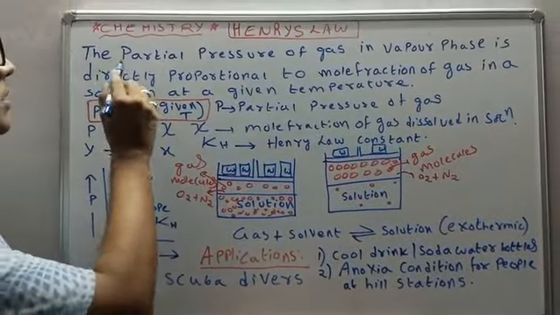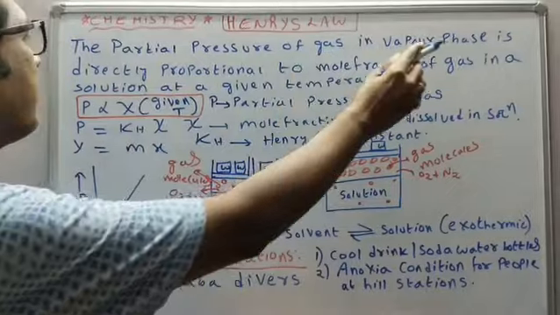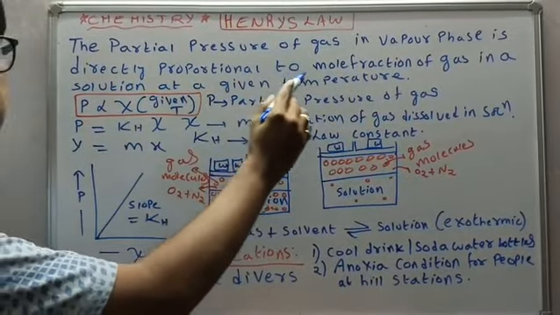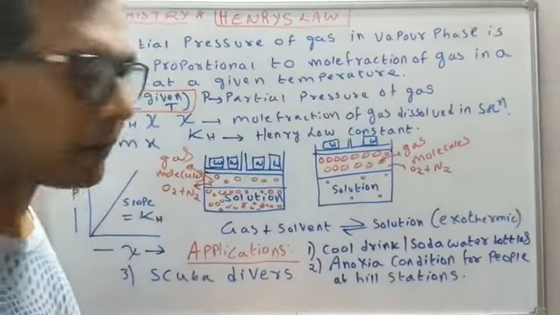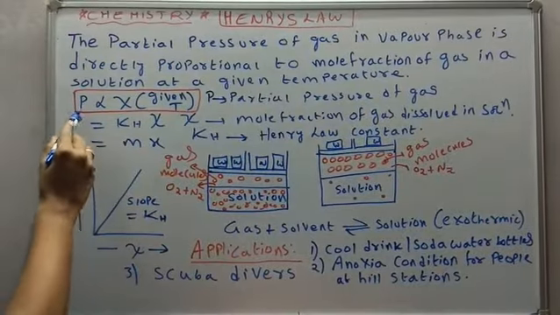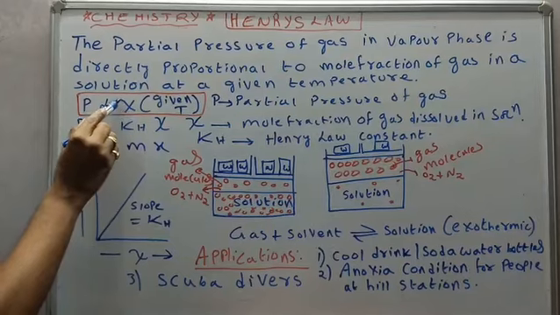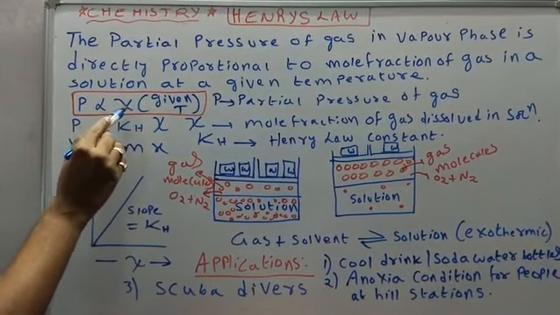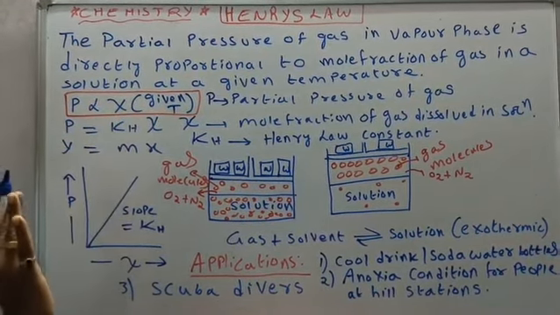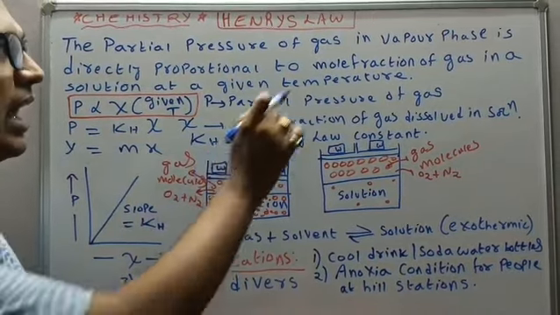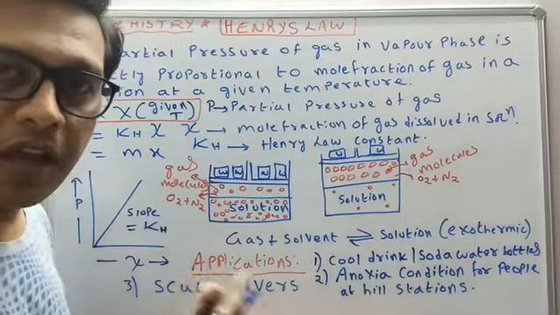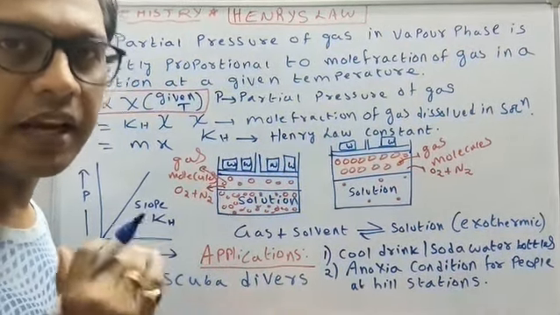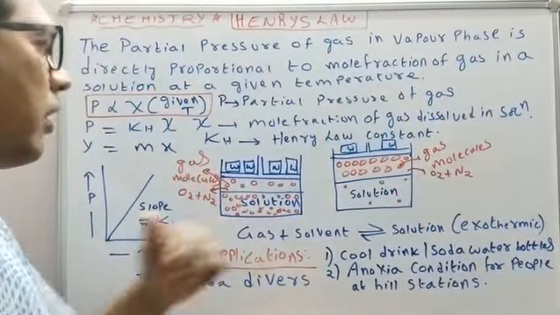The statement is: the partial pressure of a gas in the vapor phase is directly proportional to the mole fraction of the gas in a solution at a given temperature. So that means partial pressure is directly proportional to the mole fraction, with the symbol chi, at a given temperature. Everyone will have a doubt: sir, why is it the partial pressure of a gas? Why are we not saying the pressure of a gas?